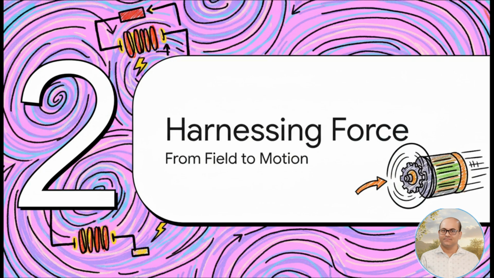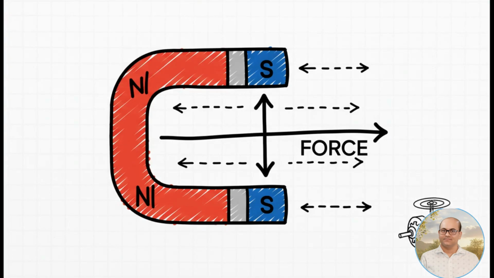Now that we know how to create this magnetic field, let's see how we can use it to create motion. So here is the crucial point. When you place a wire with a current flowing through it inside another magnetic field, it gets pushed or pulled by a force. And just like that, you have the basic principle behind every single electric motor.